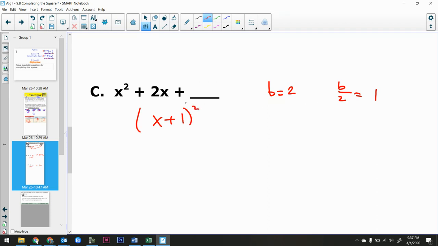squared. So what fills in this blank here? Well, that's b over 2 squared. Well, 1 squared is just 1. Check it to make sure. Factors of 1 that add to get to 2: 1 and 1. Yeah, that does factor out correctly.